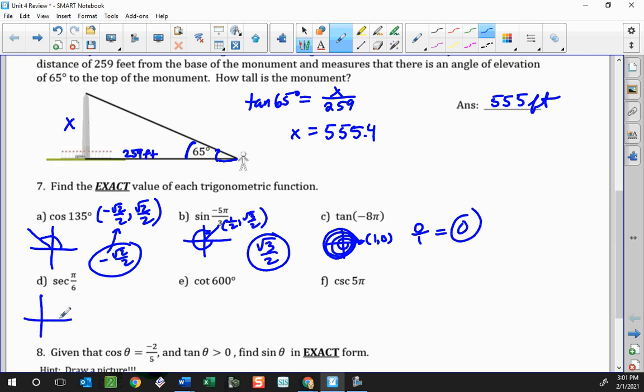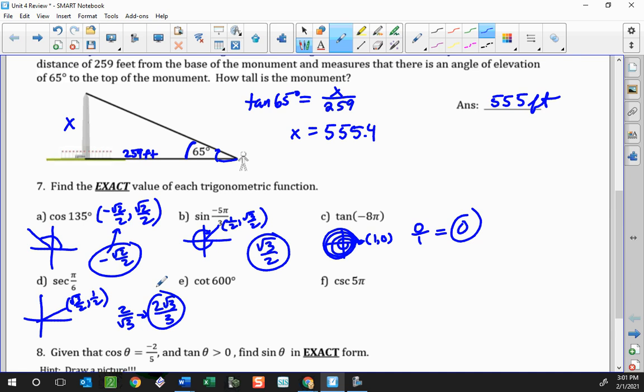Right, secant of pi over 6. So pi over 6 is right here in the first quadrant. It is radical 3 over 2 and 1/2. The secant is the reciprocal of the cosine. Since cosine is radical 3 over 2, then the secant will be 2 over radical 3. And if I rationalize that, I get 2 radical 3 over 3.